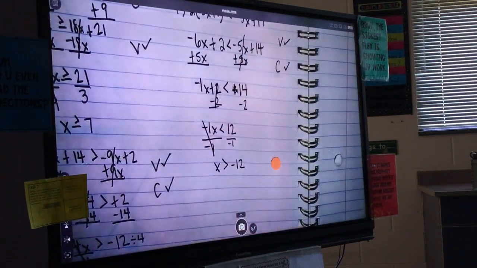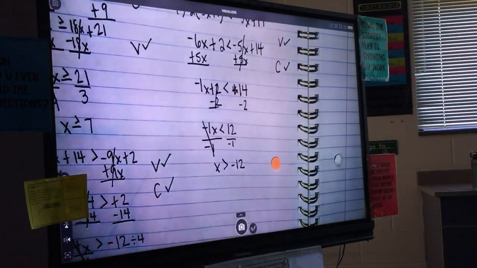Now, do we all have the same answer? Depending on which way you went, you maybe had to do one more step here, or you got your answer directly there. Either way, it's right. There's just 2 different ways to solve it, depending on if you start with your constants or your variables. All right, questions about that one? All right, let's do number 3.